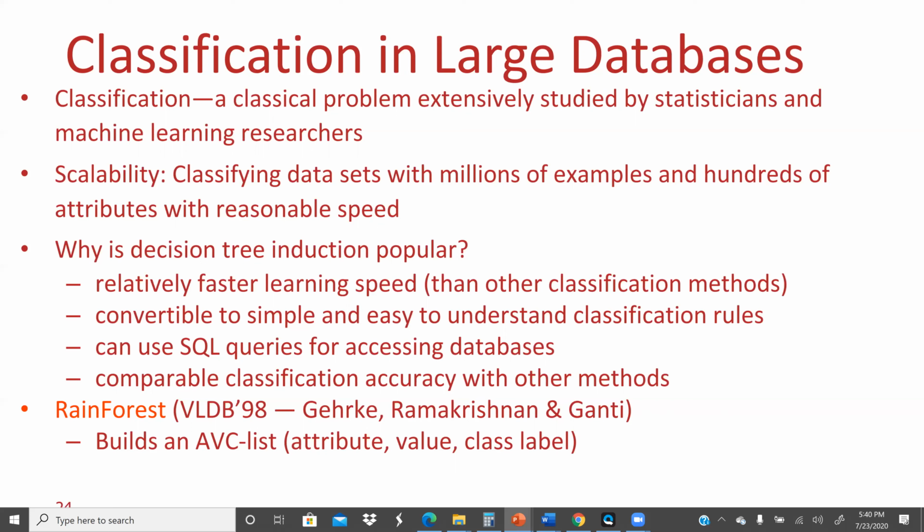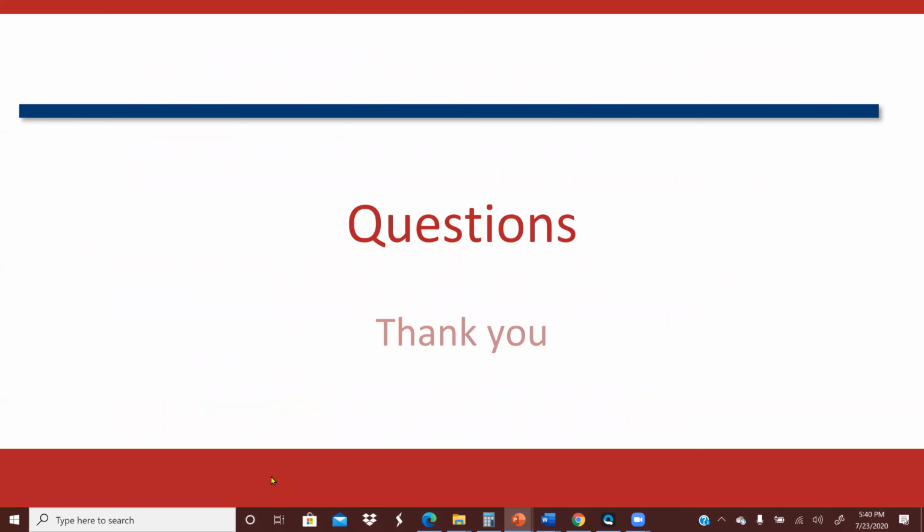So we have the RainForest algorithm that will build the AVC list. AVC stands for attribute, value, and class label.